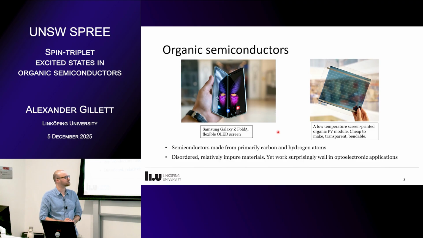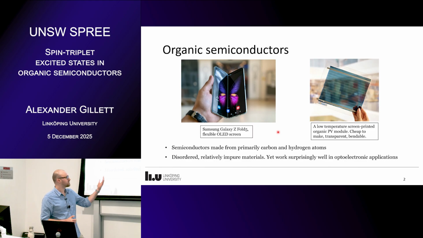So I guess people are probably reasonably familiar with what organic semiconductors are. I've got a couple of introductory slides to get everyone up to speed in case not, and then we'll get on to the data. Organic semiconductors, as you may well know, are materials that, as the name suggests, are primarily made from carbon and hydrogen atoms. Compared to things like silicon, which obviously is very famous over here, they're pretty disordered, quite impure. But despite this, they work pretty well in optoelectronic applications.